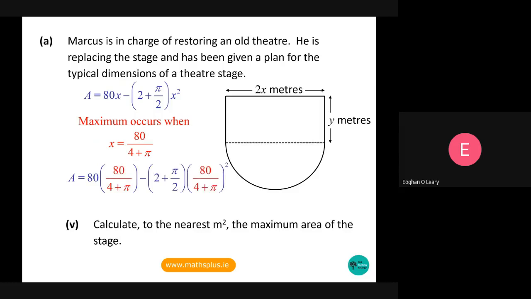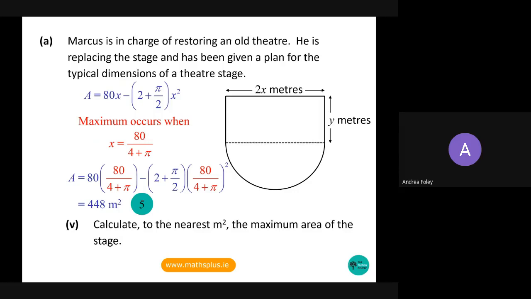I'm substituting that in for x in here, and at some point you're going to be putting that into the calculator, and you're going to get 448 meters squared. It's a 5-mark question. Okay, so this one's marked on 035.